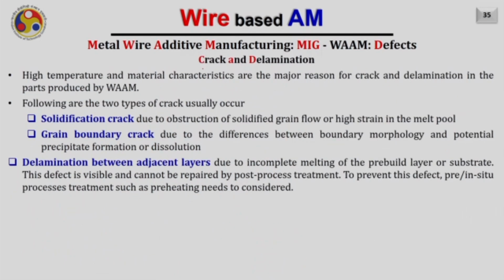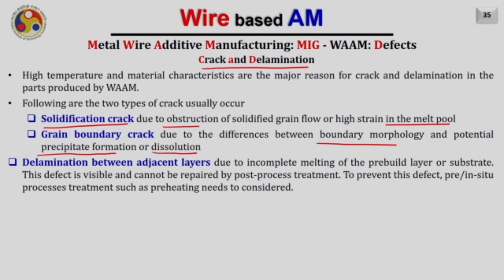The other defect is the crack and delamination. High temperature and material characteristics are the major reasons for crack and delamination in the part produced by WAAM. Following are the two types of crack that usually occur. First is called the solidification crack and another is called the grain boundary crack. The solidification crack usually occurs due to the obstruction of the solidified grain flow or high strain in the melt pool, while the grain boundary crack occurs due to the difference between the boundary morphology and the potential precipitation formation or dissolution.